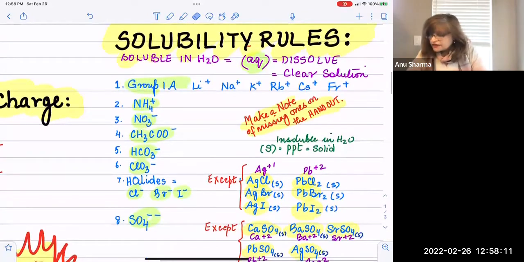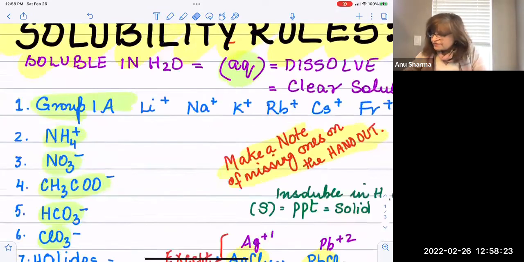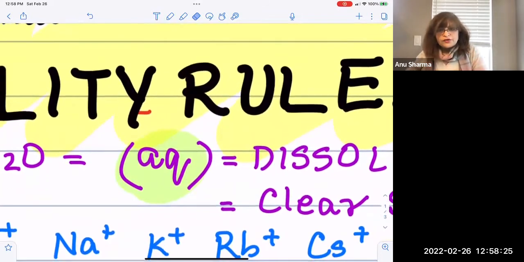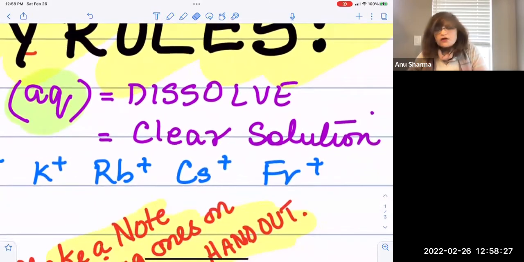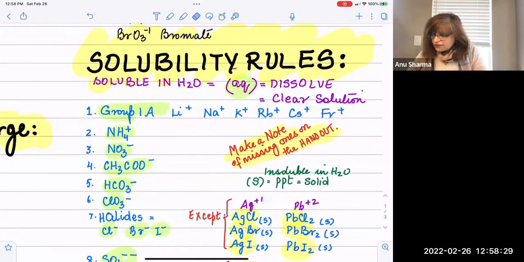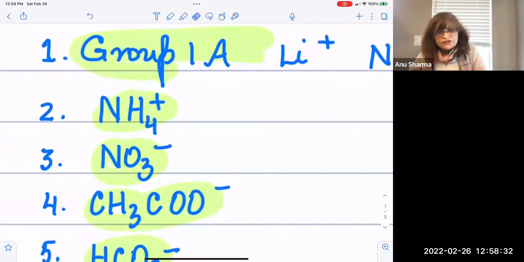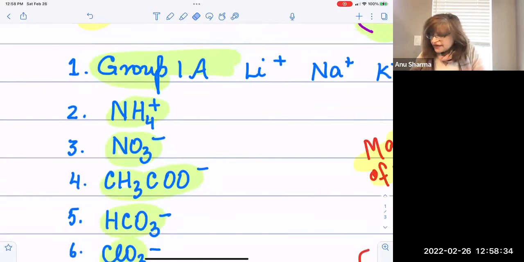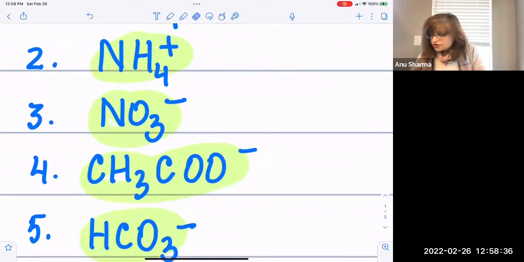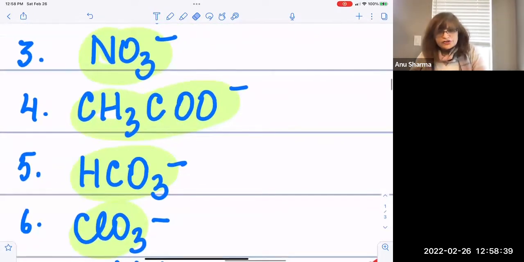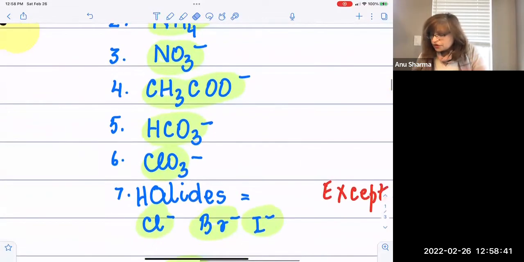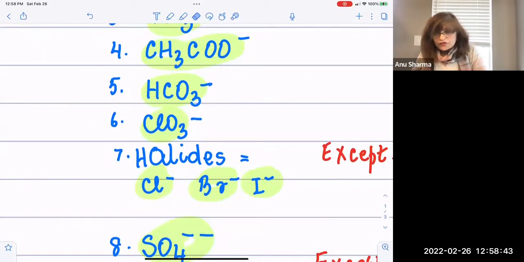So we know that in group 1A, anytime group 1A combines with any other anion, those ions are going to make the compound soluble. So anytime something is soluble, we write down AQ, okay? That means it dissolves in water, okay? Next is ammonium. Anytime ammonium attaches to anything, soluble in water. Nitrate attaches to something, soluble in water. Acetate attaches to something, soluble in water. Bicarbonate, soluble in water. Chlorates, soluble in water.